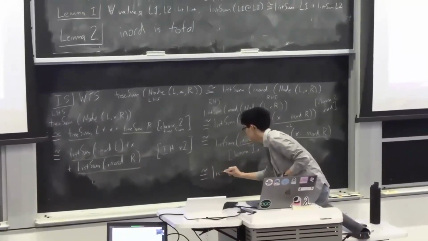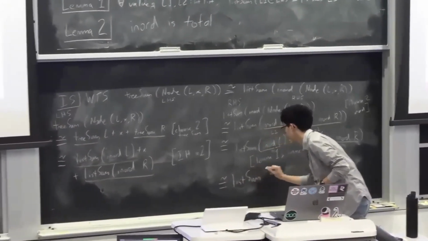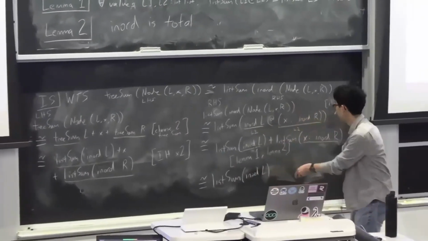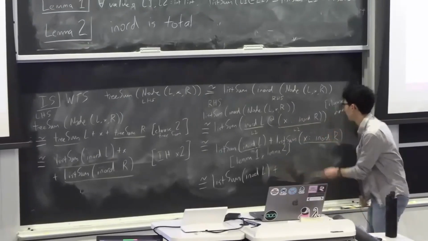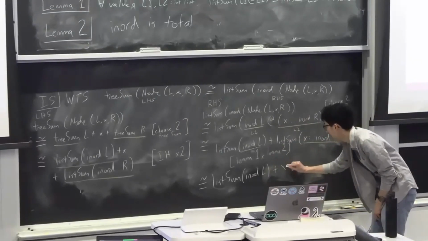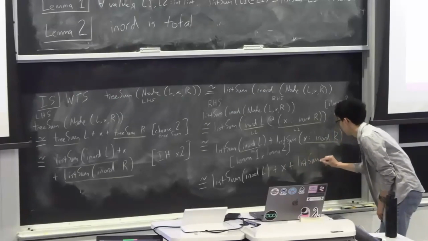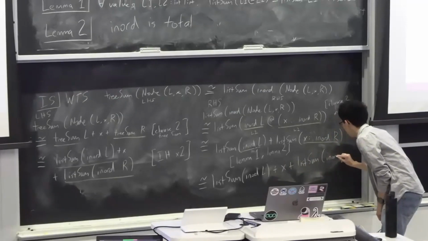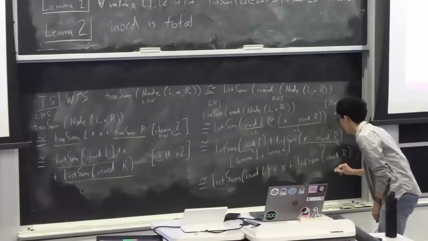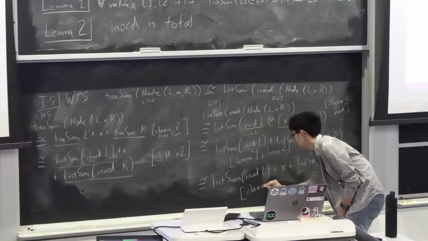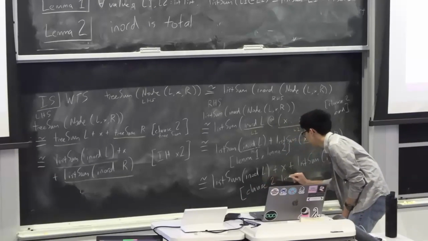So I'm going to leave this left-hand side list sum alone. I'm going to just call it inord R, or inord L. I'm leaving this alone, but I'm going to say plus, and I'm going to break apart this definition to x plus list sum of inord of R. And can I just say clause 2 of list sum here? The answer is no.